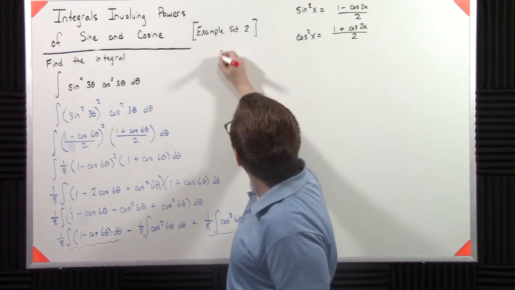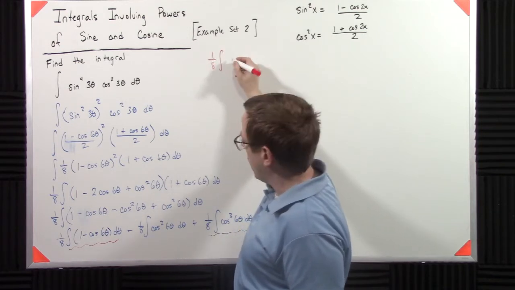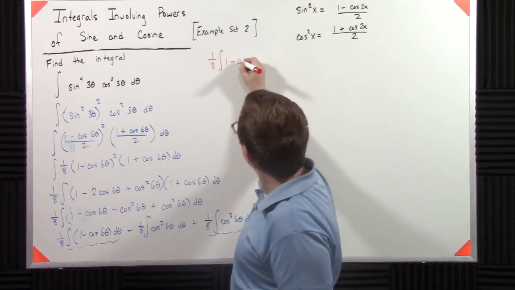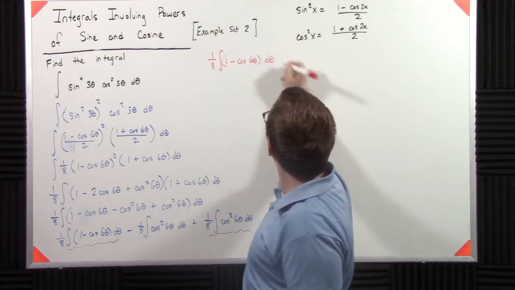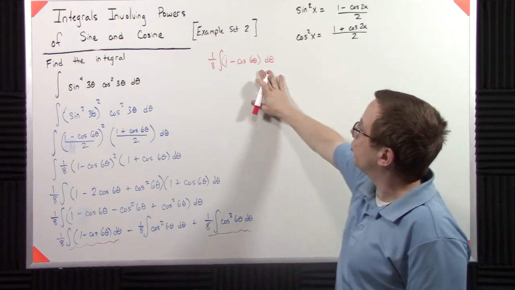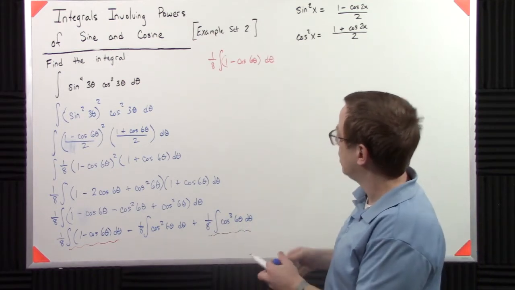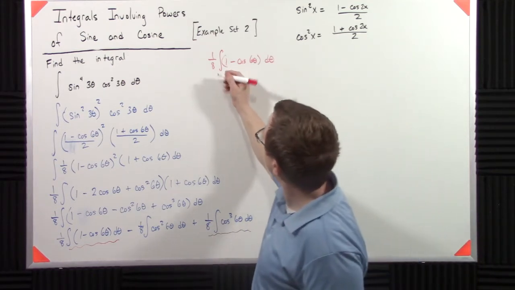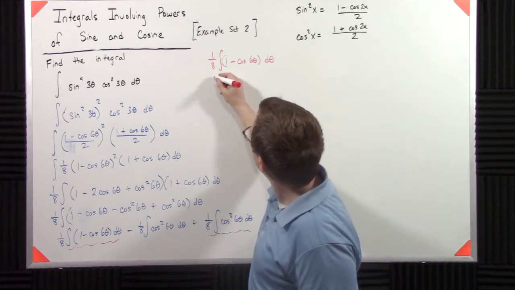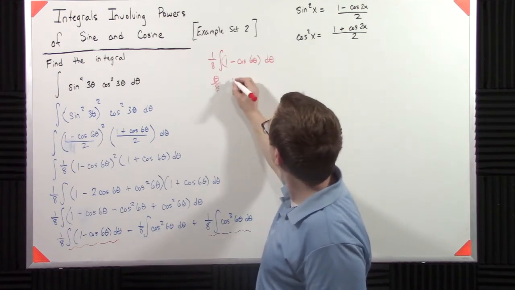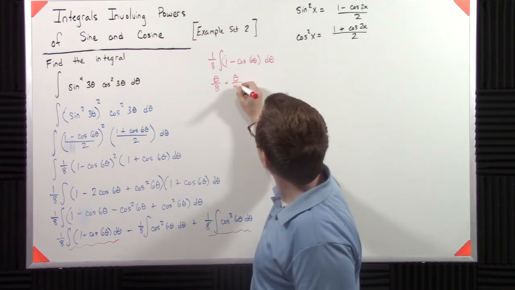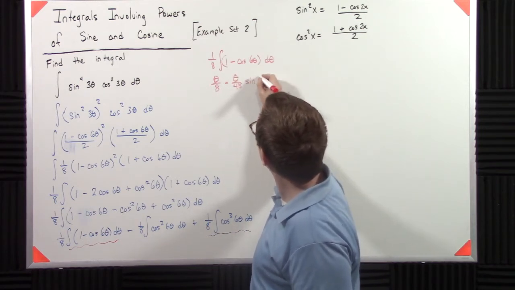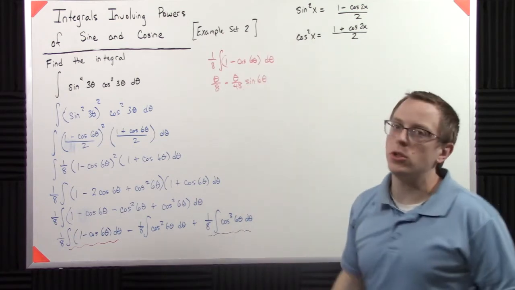So the 1/8, 1 minus cosine 6 theta d theta. Well, notice that that piece directly is just theta over 8 minus theta over 48 sine of 6 theta. So you might ask yourself, how did I get that?